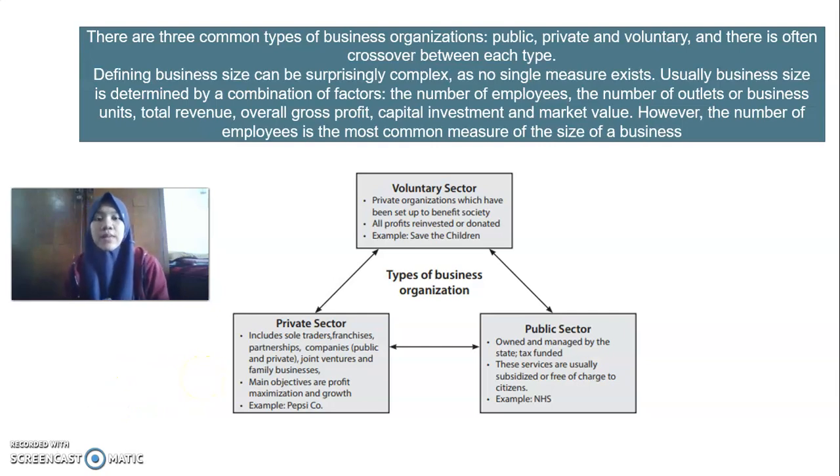Example: Pepsi Company. The third one is the public sector, owned and managed by the state. These services are usually subsidized or free of charge for citizens. Example: NHS. Next slide.